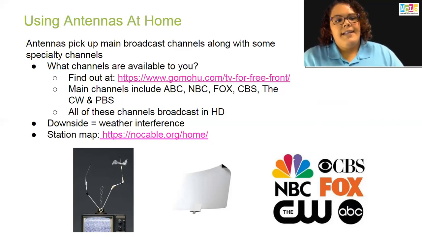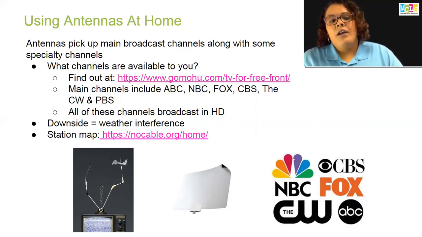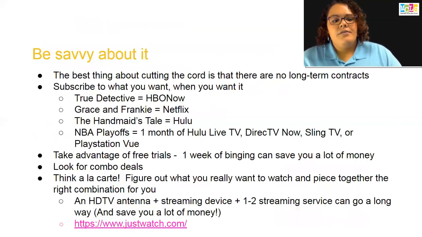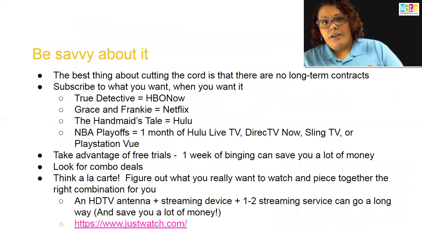The downside is that there's also weather interference, because when you're putting an antenna up, the weather will interfere with that. And there's also a station map website, nocable.org, that will tell you what kind of stations you can get in your area, the likelihood of getting certain channels, and there's a lot of things they give you on that website. So a couple more tips for cutting the cord.